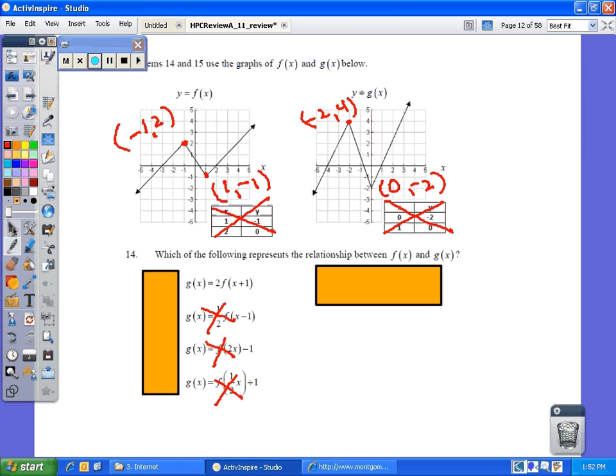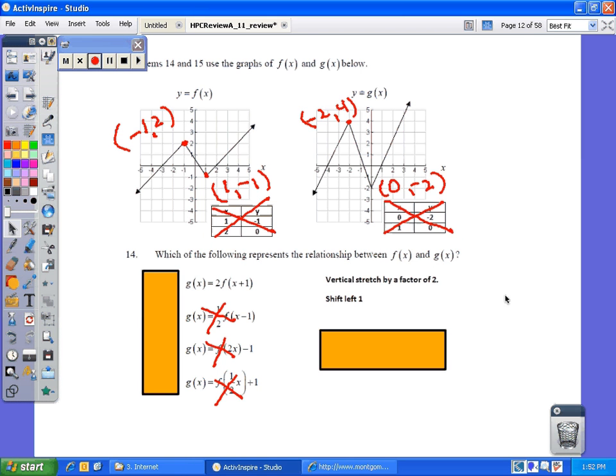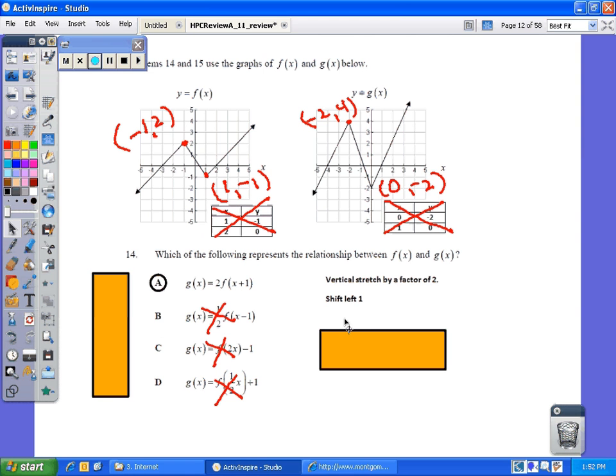And let's see, let me check what I have here. Vertical stretch by a factor of 2 with a shift left 1. So how did I go about this? I chose some obvious points that I could locate easily on both graphs, and I made a comparison of the y values and the x values to see how one could be changed to the other, and chose the appropriate answer for these two transformations.